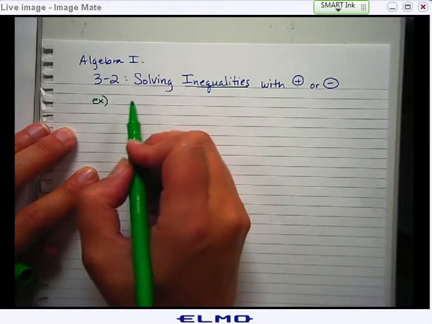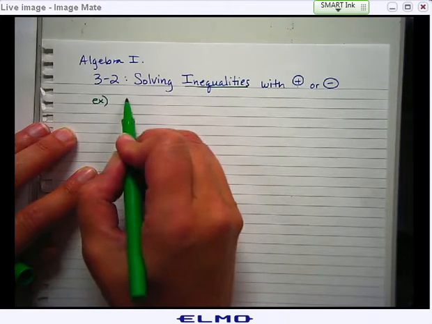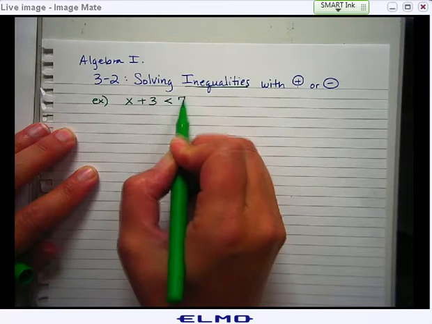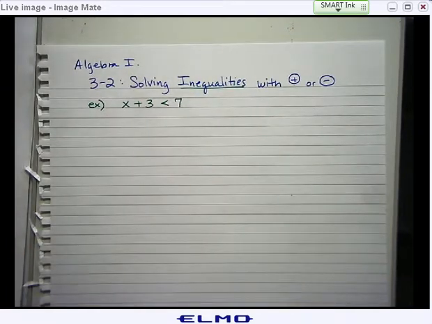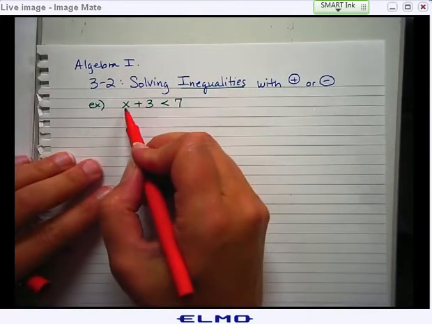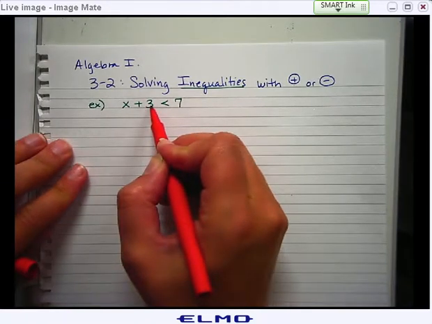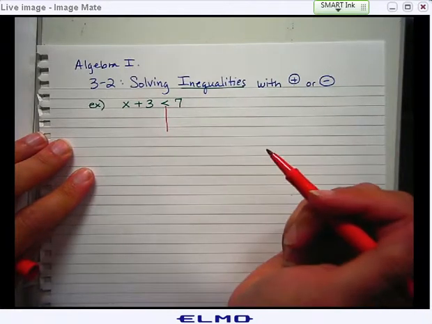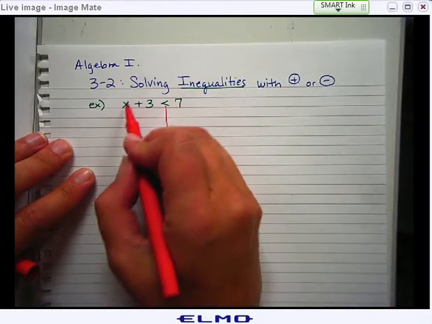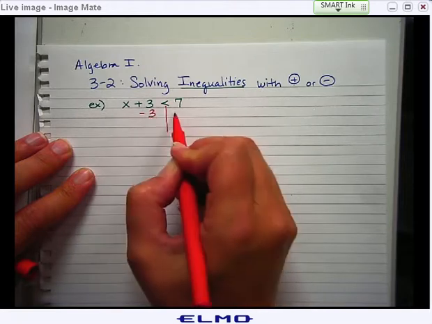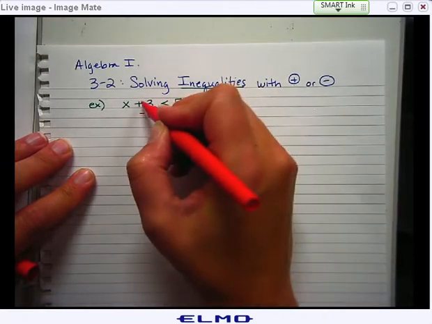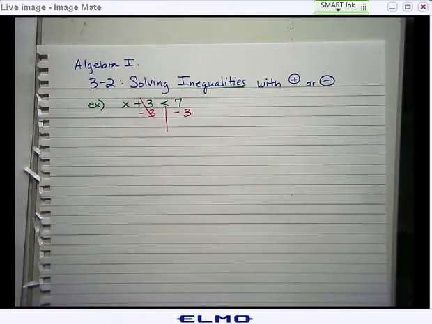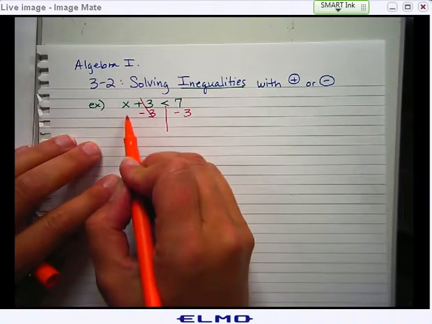So let's think about something pretty simple at first. Let's just do x plus 3, and let's make that less than 7. We have to figure out all the values of x that if we add 3 to that value, it's still less than 7. I'm going to solve this the same way I would an equality. I want to get that variable alone, so I'm going to subtract 3 from each side. That's the subtraction property of equality. If you do the same thing to each side, it should still maintain its identity.